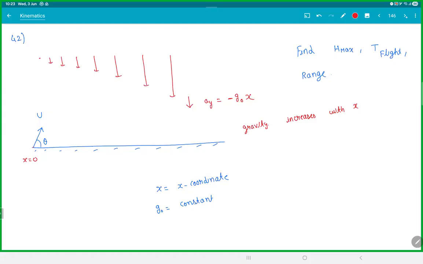The one thing is clear, you can't use your regular equations. So you have to go back to integration. So how do we start?